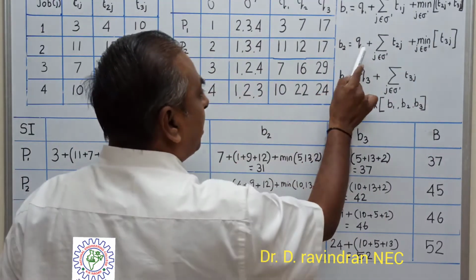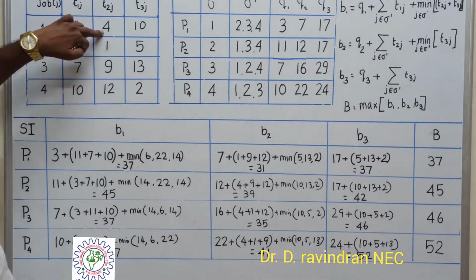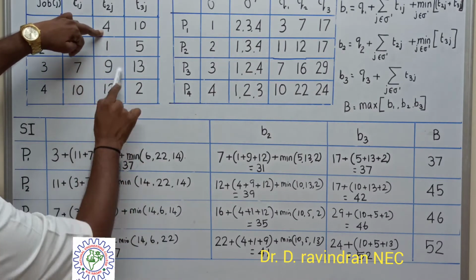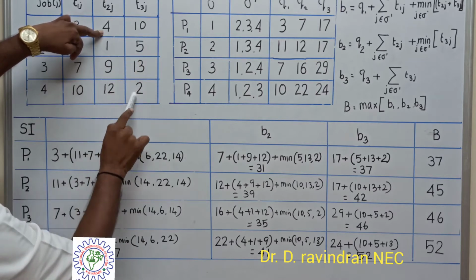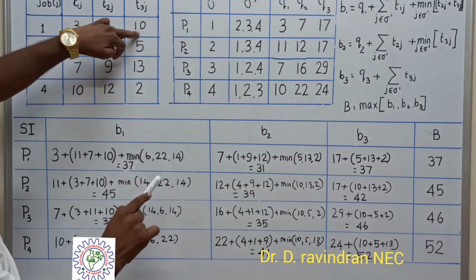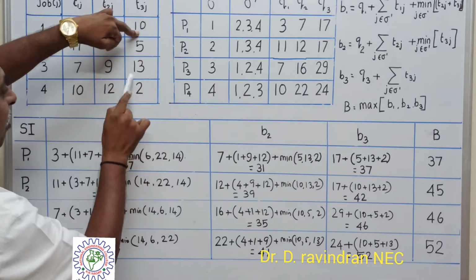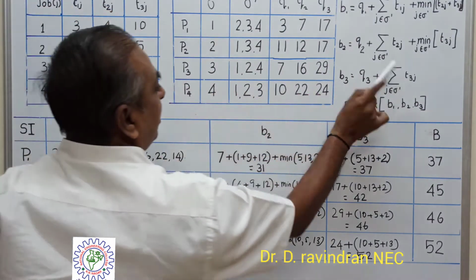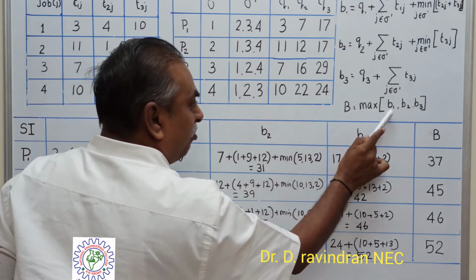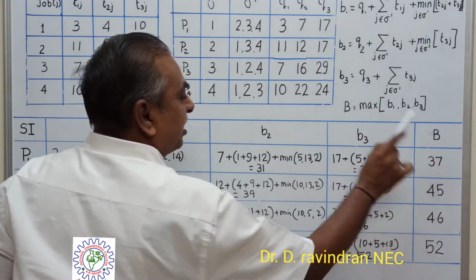Then B2 will be Q2 plus the remaining processing times on machine 2, summed up, plus the minimum of these values 3, 13 and 2. Then B3 is the completion time Q3 plus the sum of these processing times. That is given as equation 1. Now the bound will be the maximum of B1, B2 and B3. You choose the maximum value and write it here.